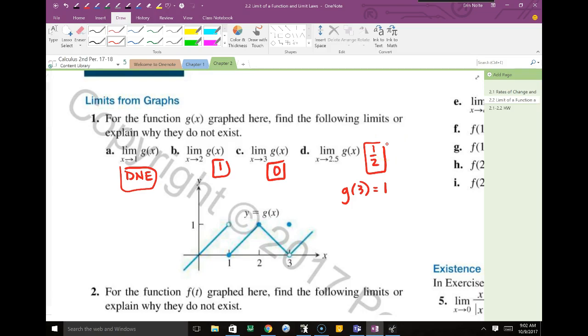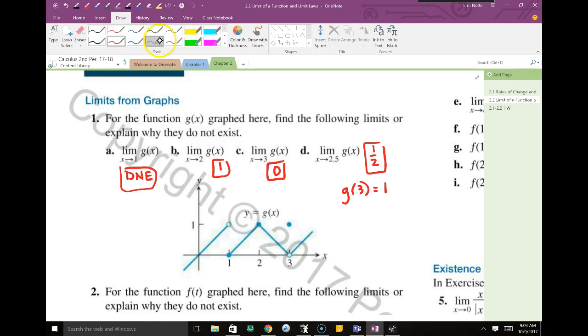Okay, so 2.5 is like right here, right? So if I trace the function on the right, as we get closer to 2.5, it's like right there. And from the left, it's like right there. So what's that corresponding y value? What's the height of that spot? I would say it's closer to 1/2.